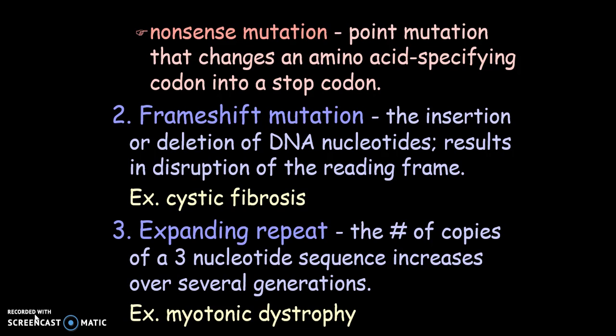And then the last one to talk about is an expanding repeat. So the number of copies of a 3-nucleotide sequence increases over several generations. And there is the last example with that, myotonic dystrophy.